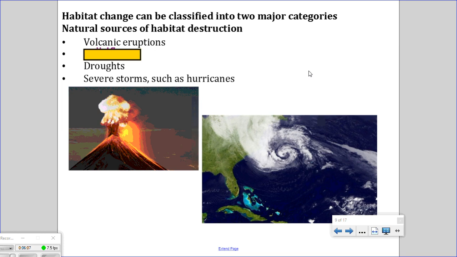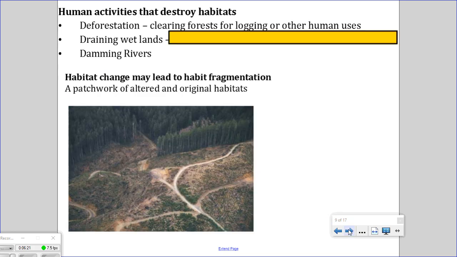Habitat change can be classified into two major categories. There are natural sources of habitat destruction, such as volcanic eruptions, wildfires, droughts, and severe storms, such as hurricanes. Now, human activities that destroy habitats include deforestation, so clearing habitats for logging or other human uses.